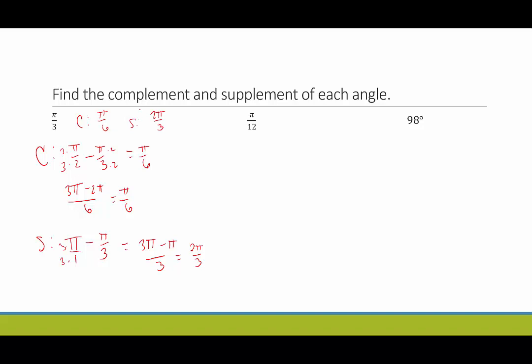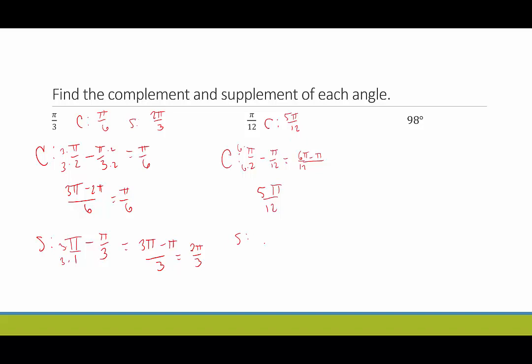In our next example, we have pi over 12. So we're going to do the same thing. To find the complement, we're going to take the total, pi over 2, and we're going to subtract the piece that we have, pi over 12. Common denominator between 2 and 12 is 12, so I can multiply this one by 6 over 6. That gives me 6 pi over 12, minus pi over 12. So 6 pi minus pi over 12, since they now have that same denominator. And that would be 5 pi over 12. So the complement is 5 pi over 12.